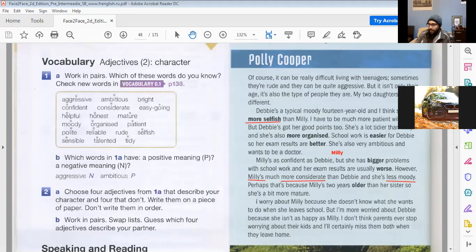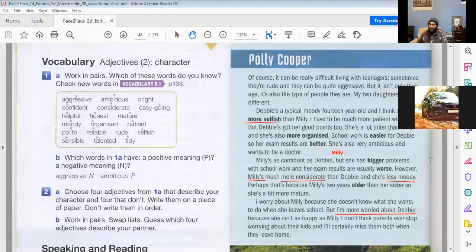And can you see here what her mother says? She says, I'm more worried about Debbie. So she's more worried than about Millie. Her mother isn't very happy. So the correct answer is Millie. It's easier to live with Millie, and these are the reasons: Debbie is more selfish, Millie is more considerate and less moody, and their mother is more worried about Debbie. But Debbie is more ambitious. This is one of the good things about Debbie. She's more organized.